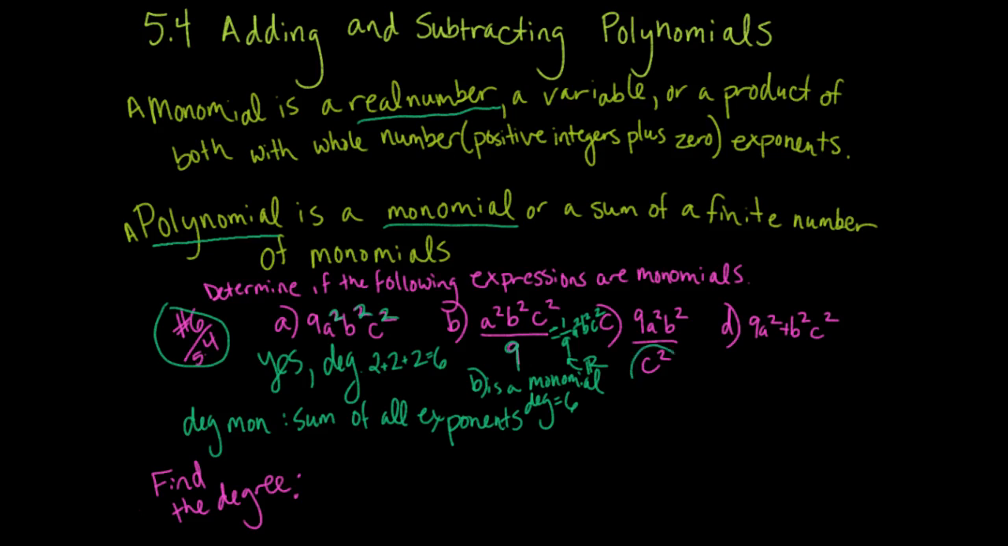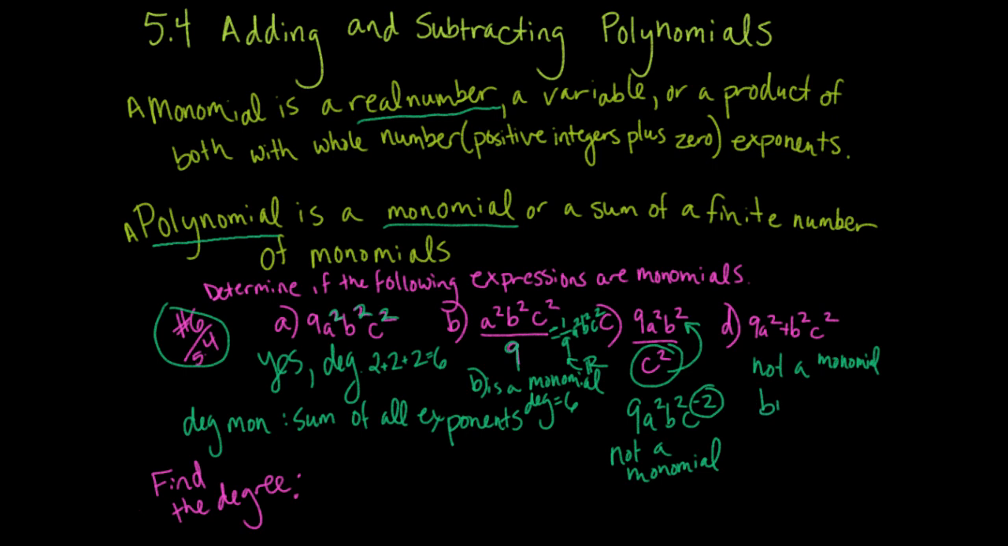Okay, so for C we have 9 over a squared b squared. Now, remember our rules of exponents: if I bring this up to the top, it becomes 9a to the negative 2 b squared. Negative 2 is not a whole number. It's a negative integer. So this is not a monomial, and you don't have to find the degree.